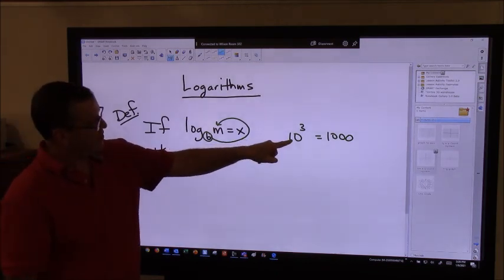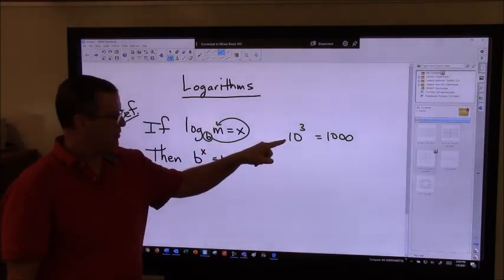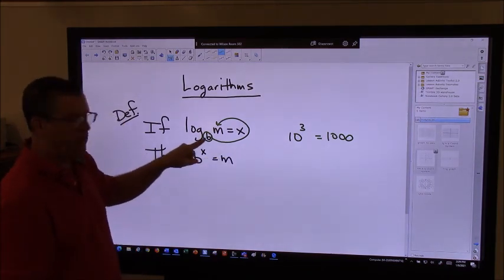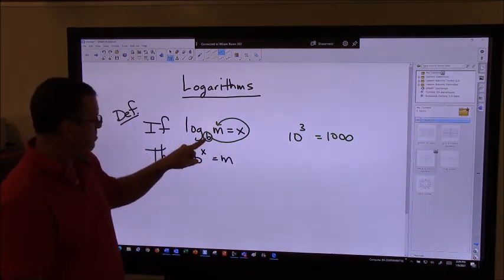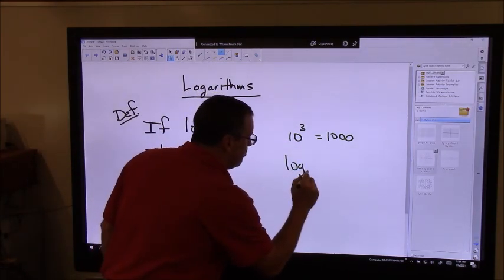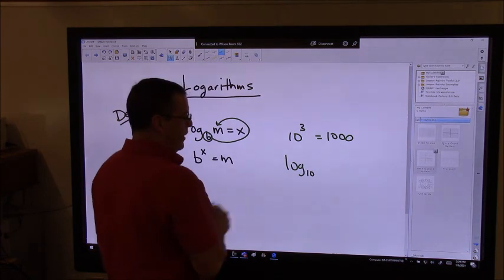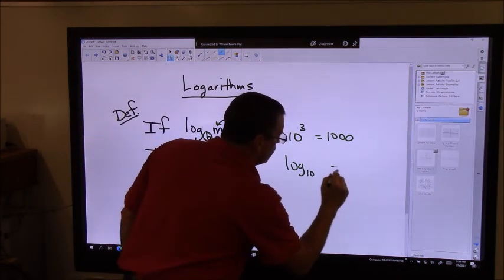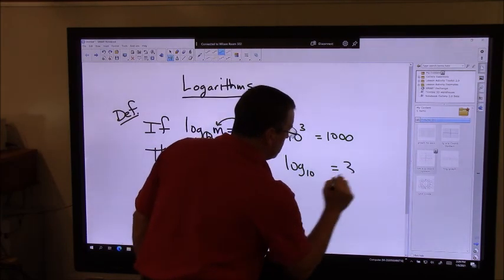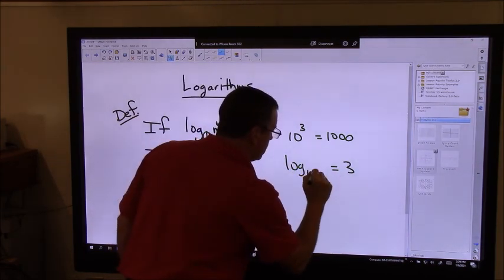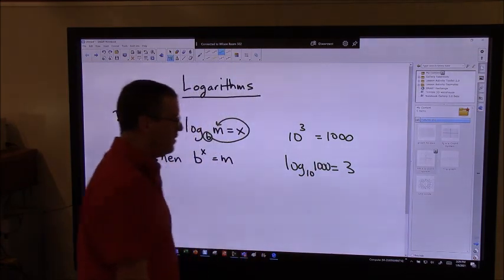If I want to change this to log form, this is my base. Right? That's why we use b here for base. So I'm going to write log base 10. And I know that logs are equal to exponents. So my exponent here is 3. And so I must be doing log base 10 of 1,000. And that gives me the answer 3.